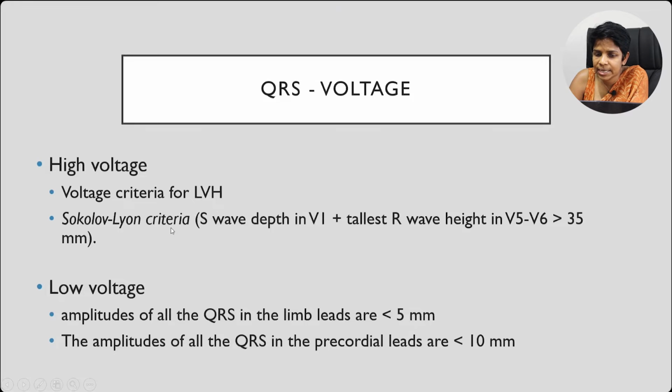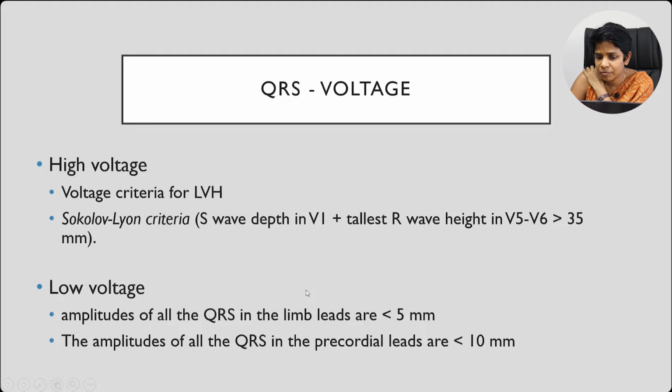We use certain criteria to calculate left ventricular hypertrophy. One is the Sokolow-Lyon criteria, where you calculate the depth of the S wave in V1 with the R wave height in either V5 or V6. If it comes to more than 35 millimeters, then the patient has electrical criteria of left ventricular hypertrophy.